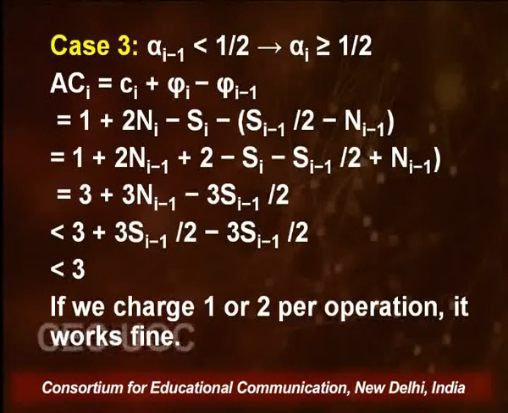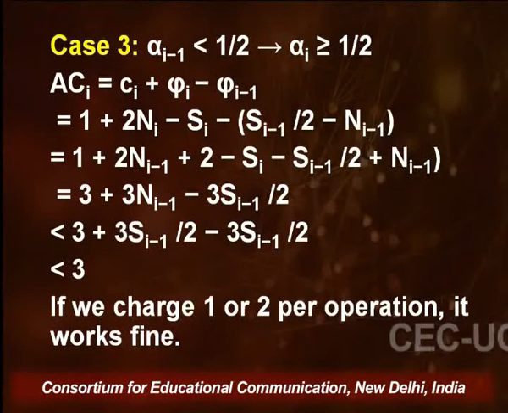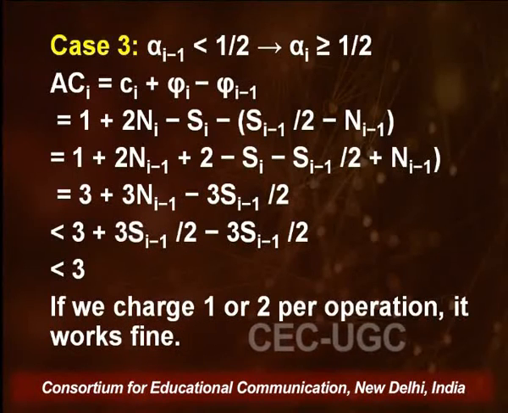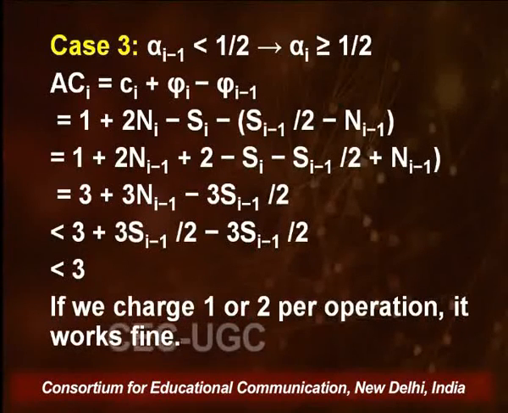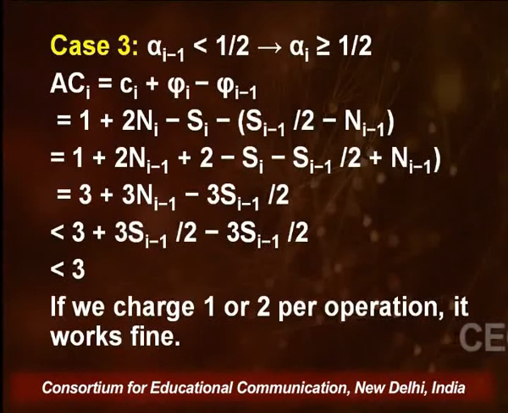Another 2 steps is going to give you less than 3, which makes 3 plus 3 n of i minus 1 minus 3 by 2 s of i minus 1, which is essentially less than 3 plus 3 s of i minus 1 by 2 minus 3 s of i minus 1 by 2. So, what have we done here? We have changed the term n of i minus 1 into s of i minus 1 divided by 2 by the formula.